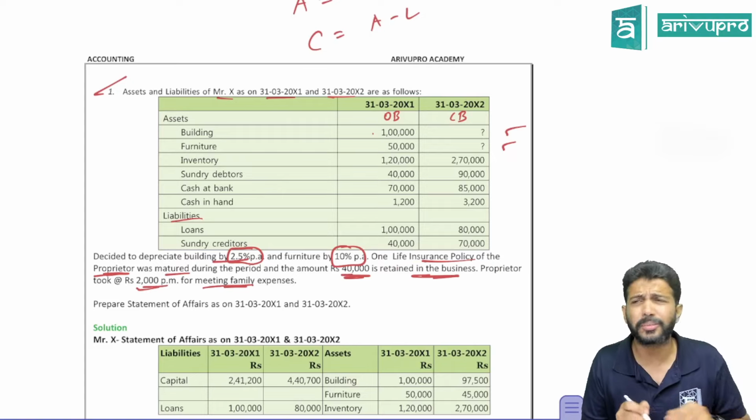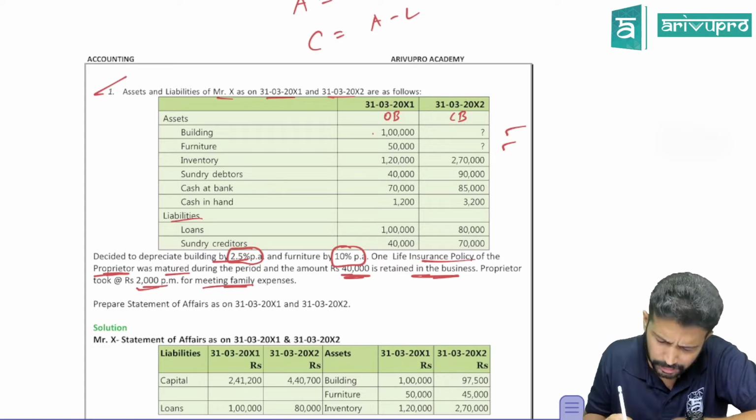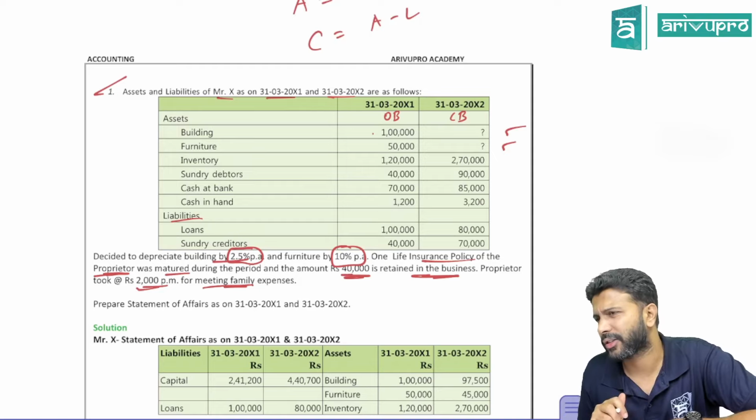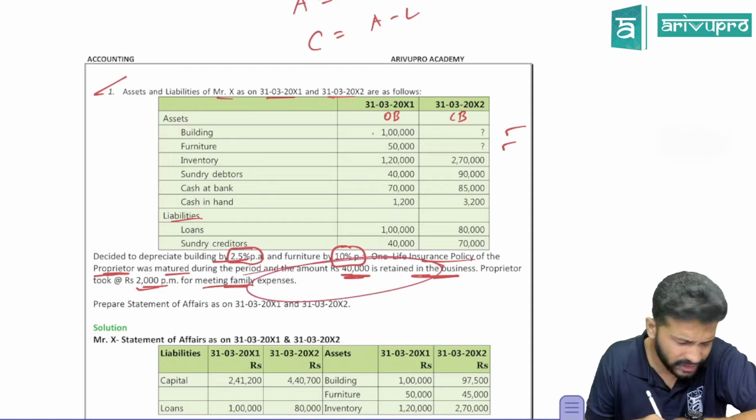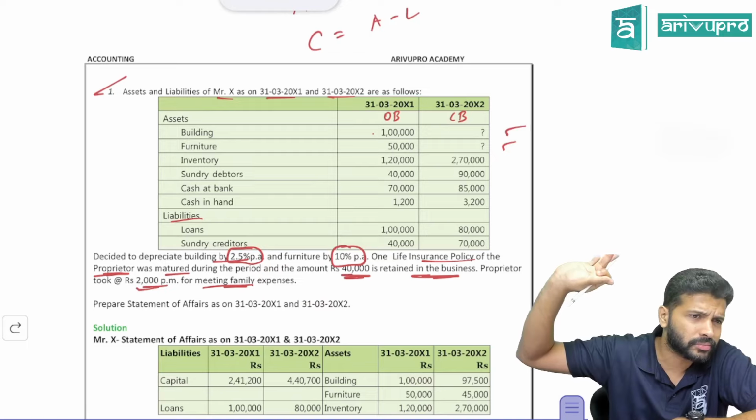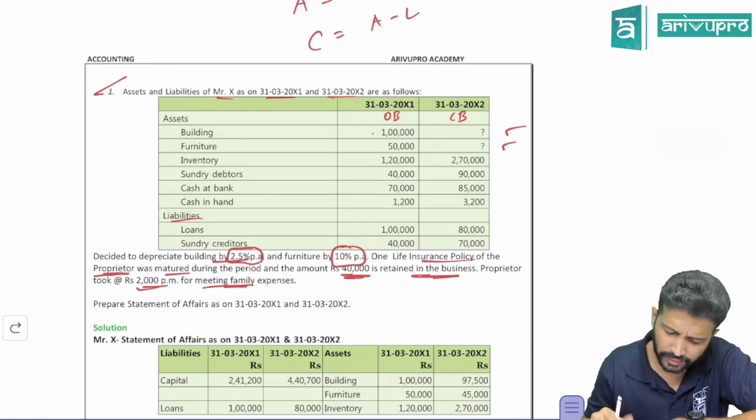Family expense means it is business expense or personal expense. Personal expense means it is drawings. So all these components are affecting your capital account. Correct, no? Okay, why they have given, we'll see.